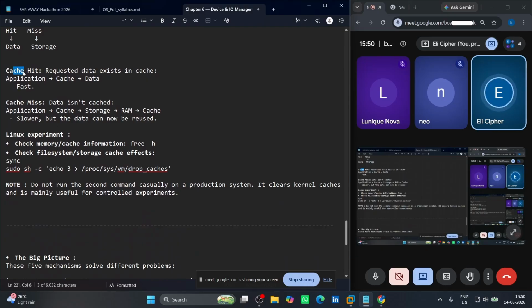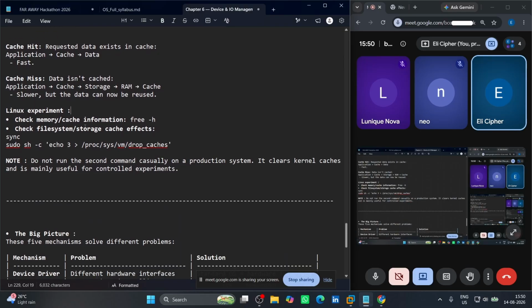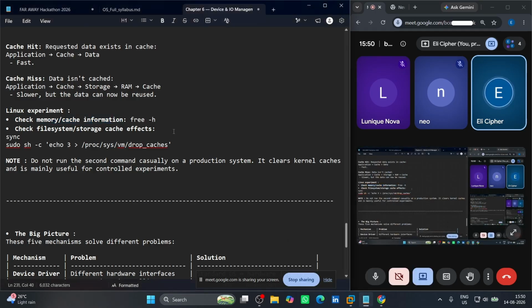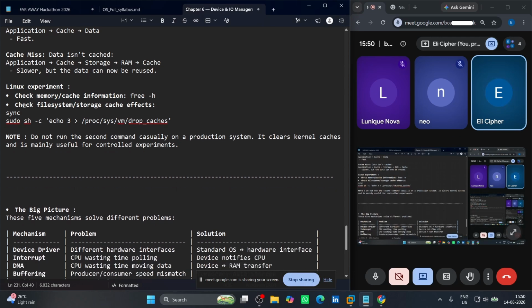There are two things, cache hit and cache miss. These are not that important, but I'll add it. Okay, so there are a few experiments. Check cache or memory information: free -h. We have already learned this a lot of times. Free -h gives us the information about the storage of memory, right? This one I wanted to run right now: check file system and the storage cache effects. It's too long.